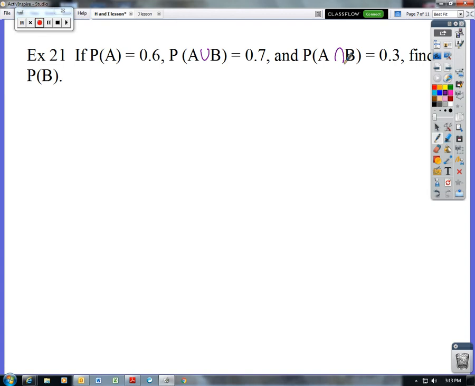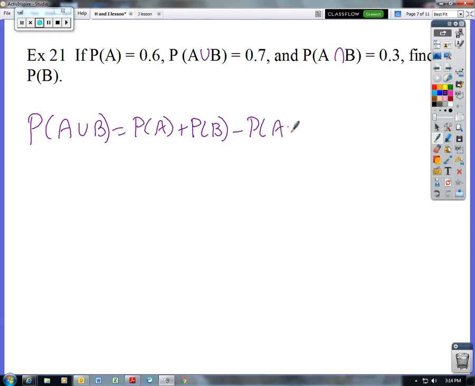Okay. So let's draw... Oh, actually, no, we don't need a Venn diagram because I think we have enough information here. It says find probability of B. And you can kind of get a sense from looking at the given information that this is going to be just simply using the formula. So let me bring up that formula again. Probability of A unioned with B is the probability of A plus the probability of B minus the probability of the intersection.